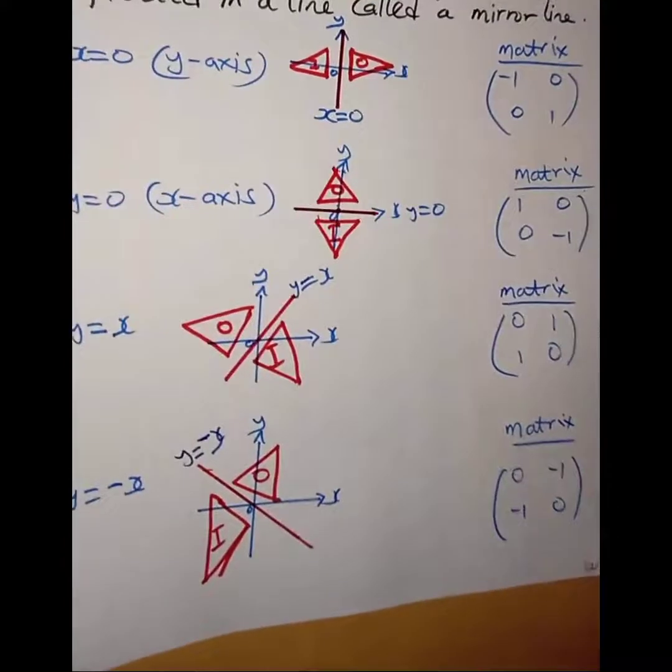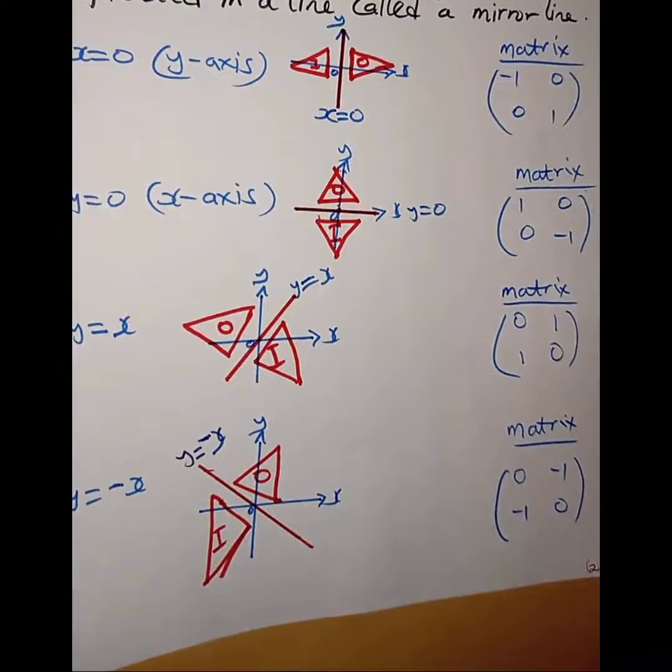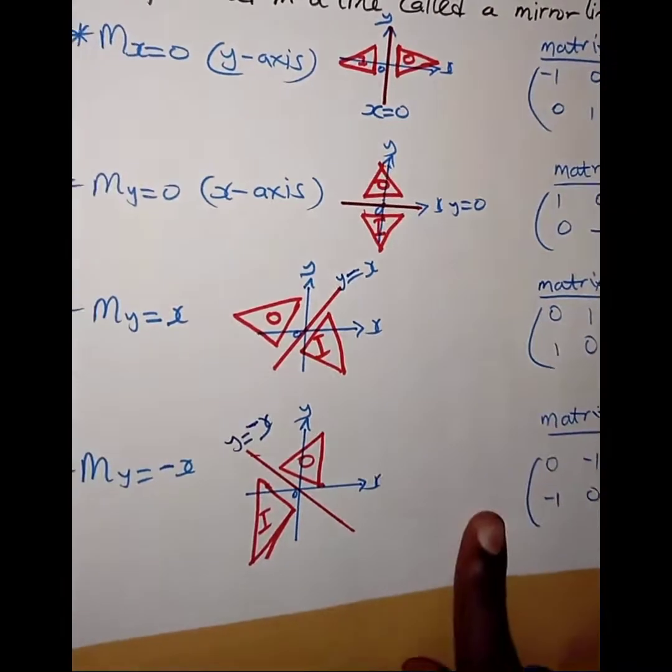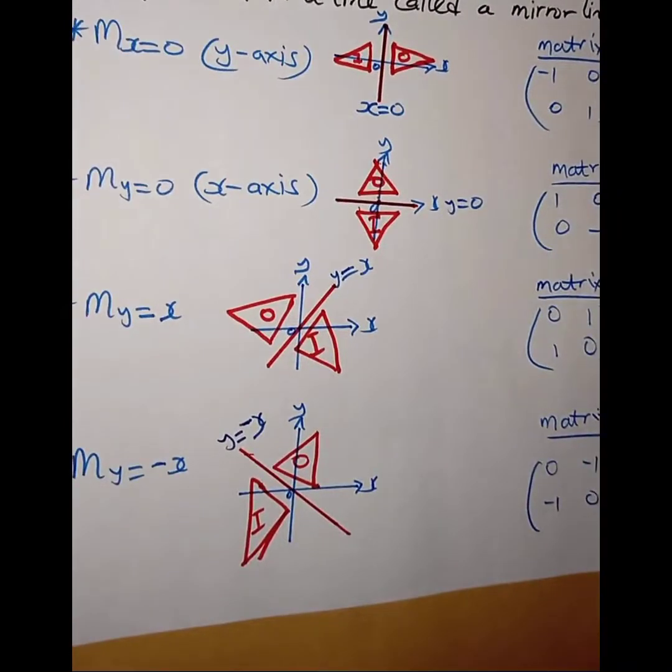So the mirror line will be in between. For the matrix for this one, as you can see the difference here, you just put negative, negative, since there's also a negative here, right? So this is what you're supposed to do. So these are the concepts that you have to know for you to be able to answer questions under transformation. We continue.